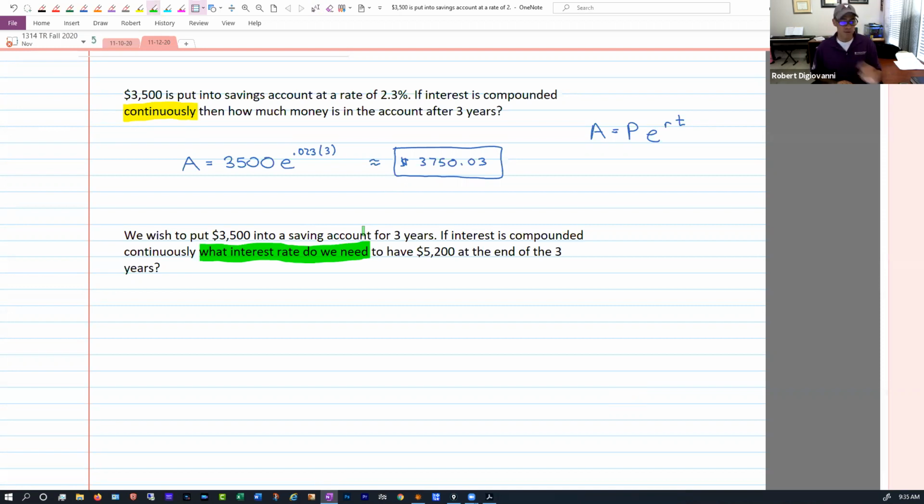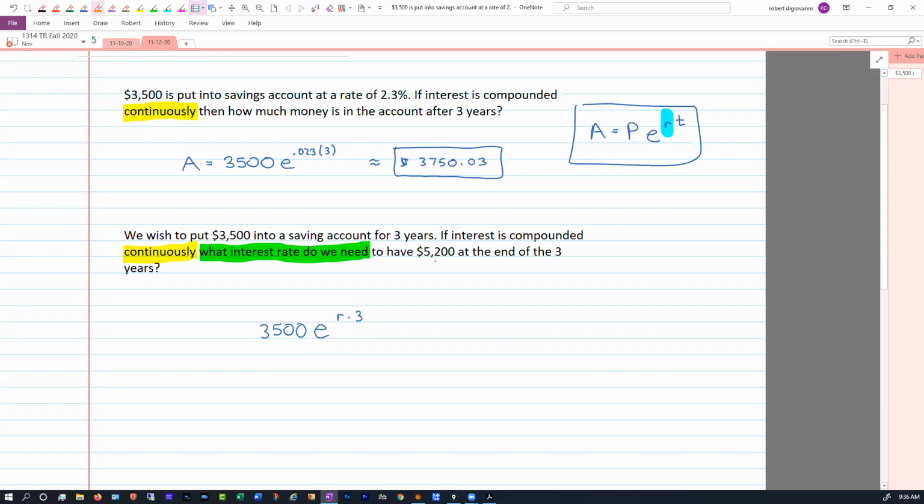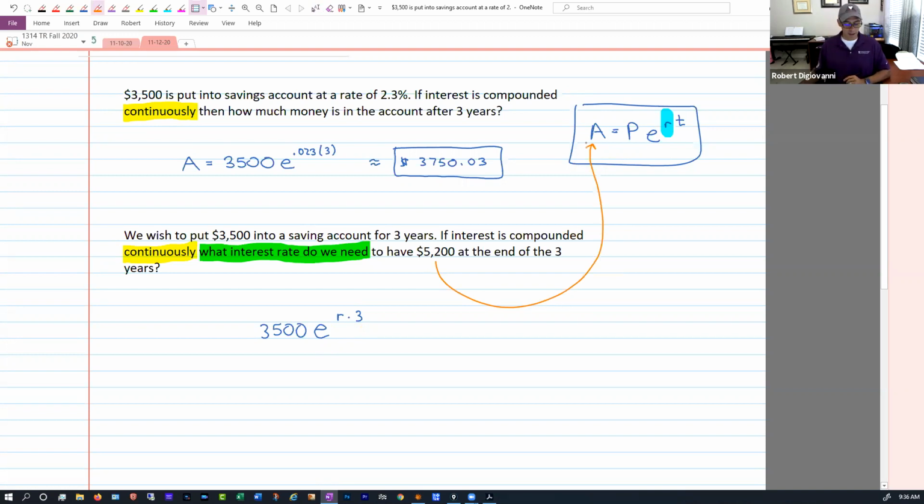See, we don't know what the interest rate is. Now, we are told that we're compounding continuously, so we can still use this formula, but look at how it changes. We still have that P is 3,500. We still have e, but this time we do not know what the rate is. I highlighted it in blue. Since we don't know what it is, I'm just going to put r here, times the number of years, which is 3. And what do we want this to turn out to be? This is important. What do we want this to be at the end of the 3 years? How much money do we want? 5,200. So the 5,200 is actually the amount that we want at the end, so we say we want this to equal 5,200.